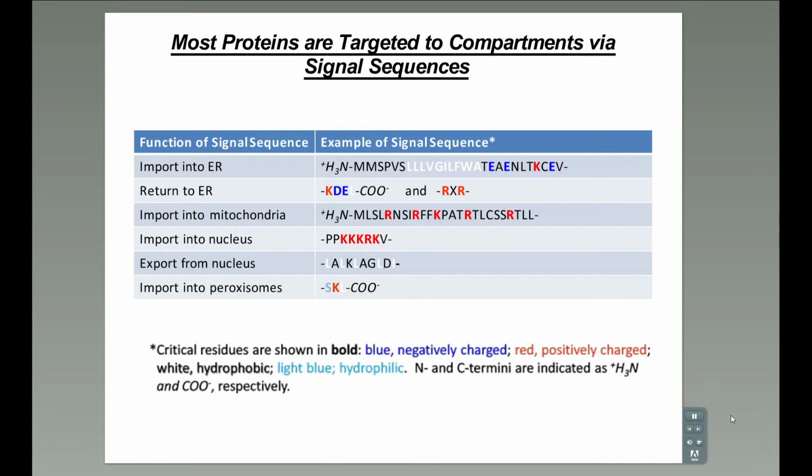If you notice, a lot of these have a very similar makeup: either positively charged lysines and arginines, as well as hydrophobic residues in the case of the import into the ER, as well as the export from the nucleus. It's not really important to memorize these, but the important concept here is that most of the targeting of the proteins is actually encoded in the protein sequence and not the vesicle itself.